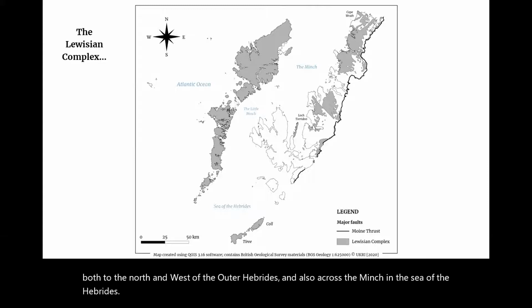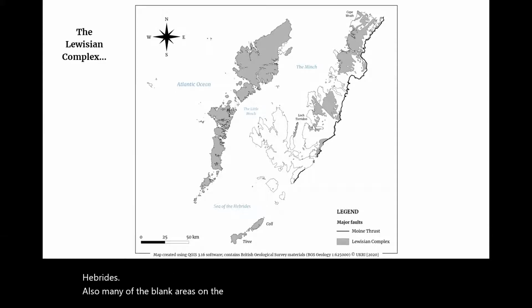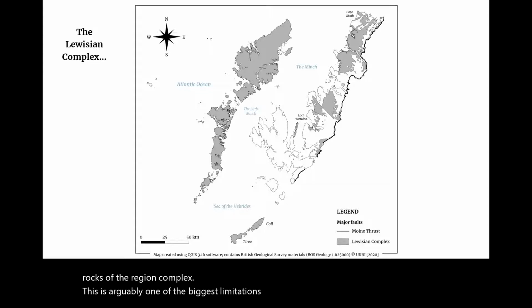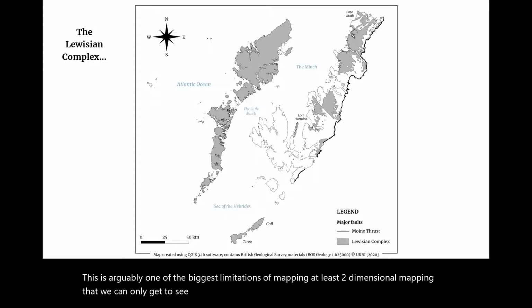Also, many of the blank areas on the map, where more recent rocks exist, are also underlain by rocks of the Lewisian Complex. This is arguably one of the biggest limitations of mapping, at least of two-dimensional mapping, that we can only get to see what is at the surface and not the actual area covered by the rocks.